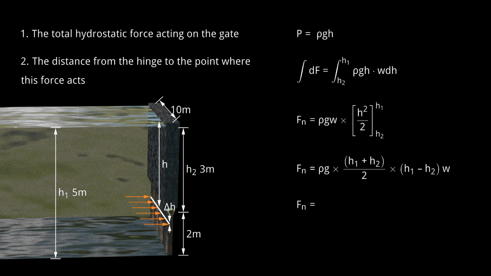The term ρg stands for the weight per unit volume of water. The second part tells you how deep the center of the gate is below the surface. And the last part gives the surface area of the gate that's in contact with the water. Combined, these give us the total hydrostatic force acting on the gate.